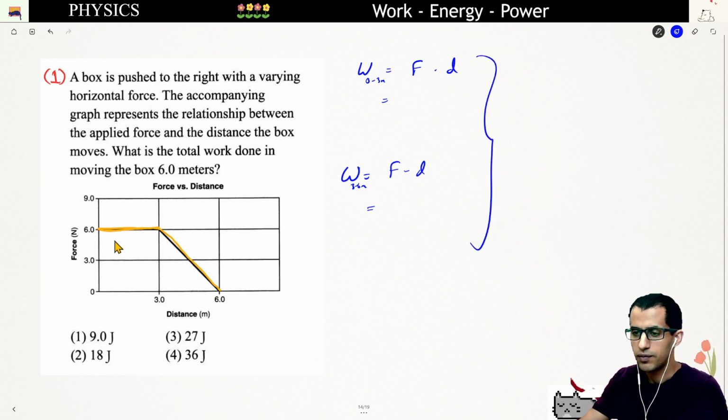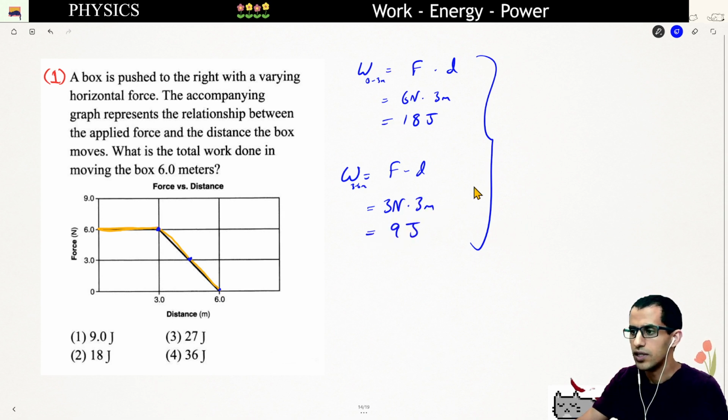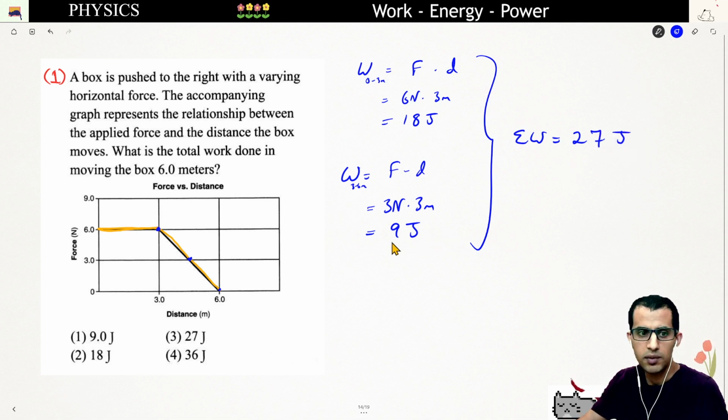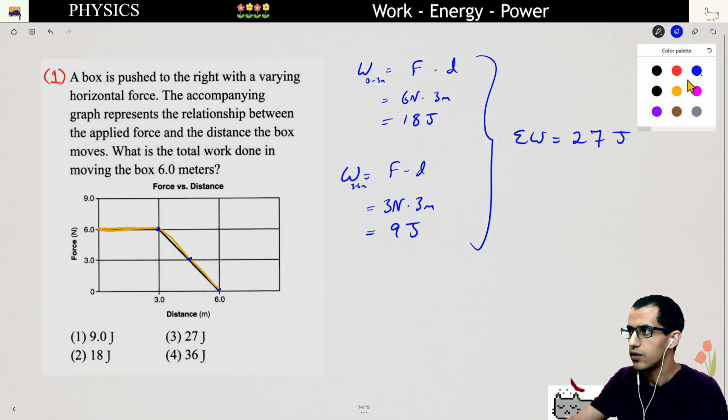So during the first 3 meters, it's 6 newtons times 3 meters. And that would be 18 joules. And during the next 3 meters, the average force here is just 3 newtons because the initial force is 6 and the final force is 0. So we use the average force of 3 newtons times 3 meters, and we would get 9 joules. And so the net work done is going to be equal to the sum of those two, and we would get 27 joules.